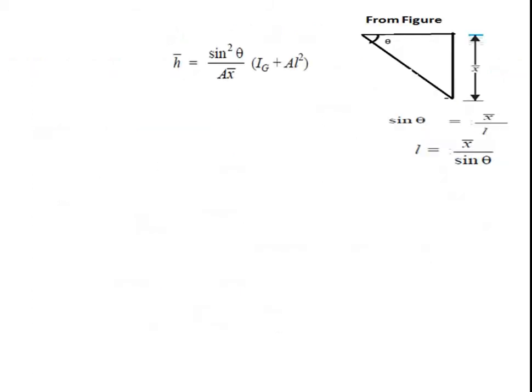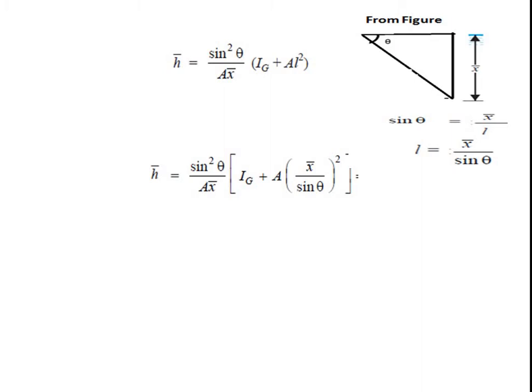Now here, with respect to theta, we already wrote that sin theta is equal to x bar by L, or L is equal to x bar by sin theta. So we are changing the value of L with the help of x bar. The above equation can be written as h bar is equal to sin square theta divided by A x bar into Ig plus A into, instead of L, x bar divided by sin theta, whole square.